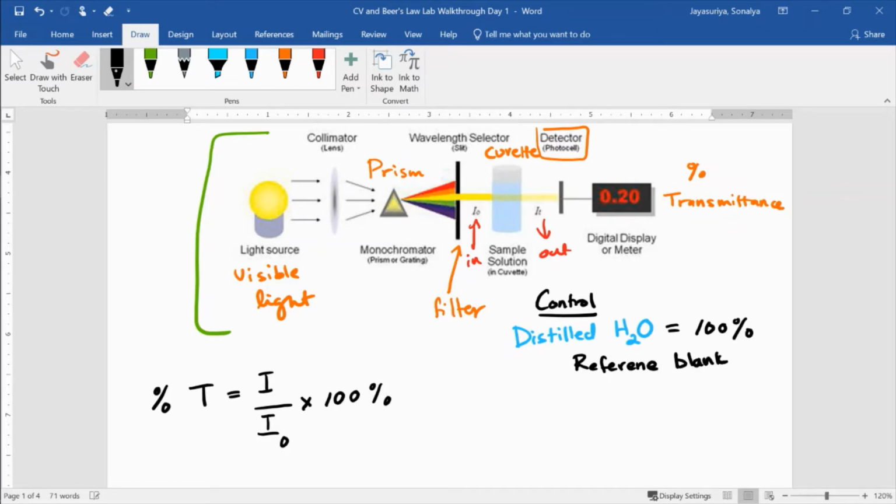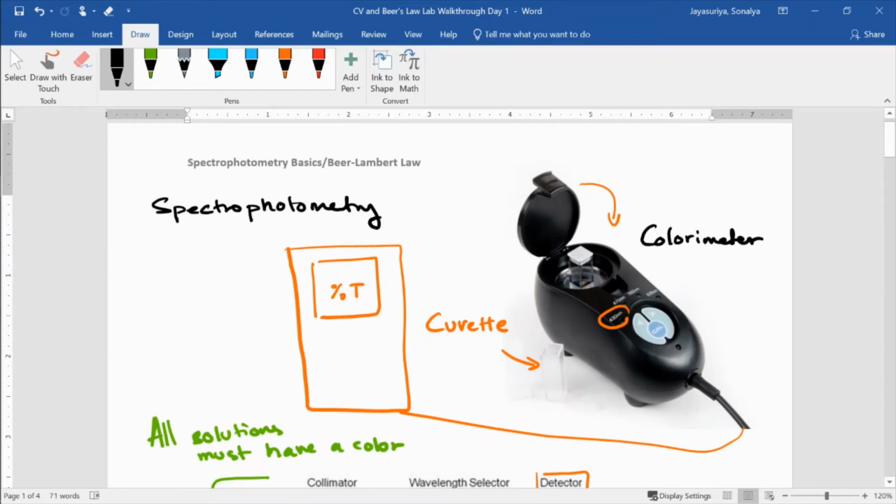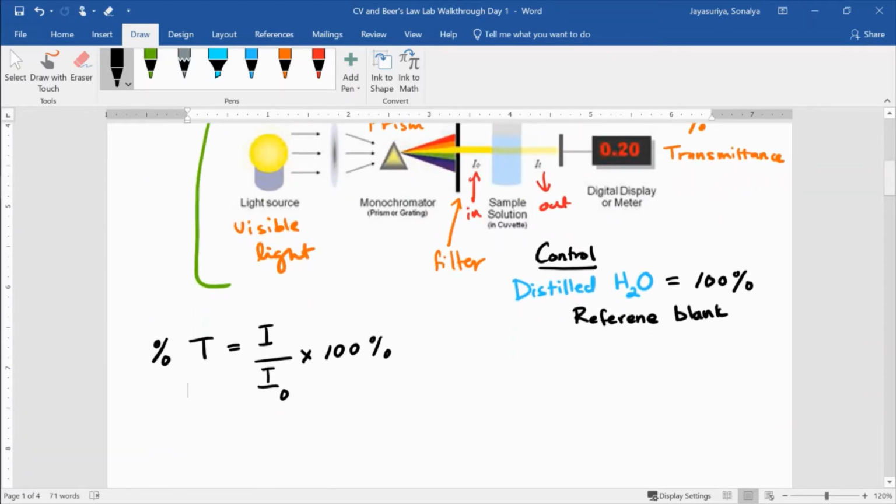And we always say that in between obtaining the transmittance for different concentrated solutions, you actually have to use the reference blank to calibrate your colorimeter. So in a lab situation, the first thing you do is you put your distilled water cuvette in here, you close the lid, you hit calibrate, and then this screen will read 100% transmittance, which means your colorimeter is now calibrated to read the water as being 100% transmittance, okay?